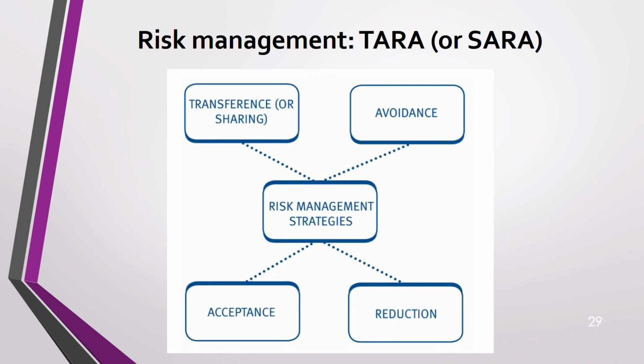Now we are coming to the risk management strategy. This is very important. It will be asked in the exam, so you have to know the four strategies. It is known as TARA or SARA. Earlier it was just TARA. Now the new textbook says it's SARA also. Let me tell you what each one stands for. T stands for transfer. You can either transfer or share, that's why TARA or SARA. The rest of the three remain the same: avoid risk, reduce risk, or accept the risk.